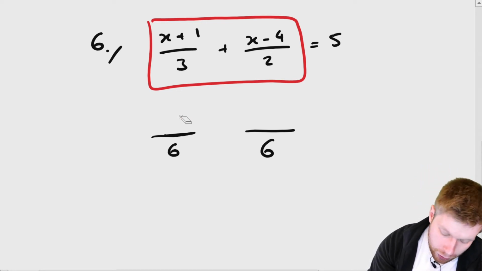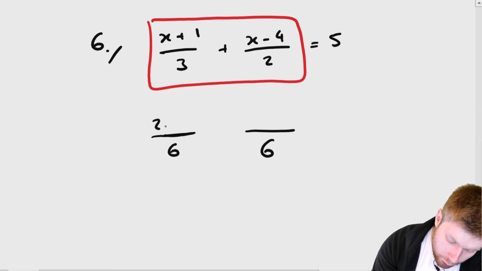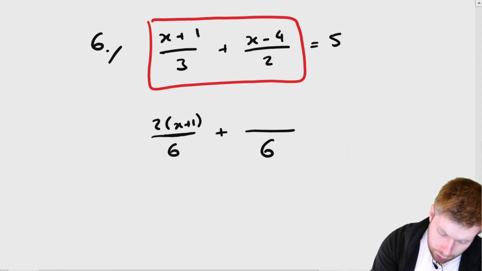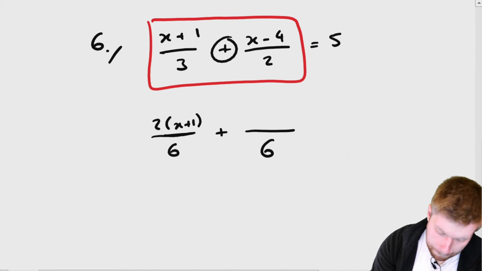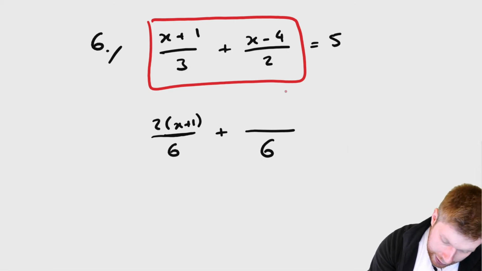Well, I've multiplied by 2, so I need to multiply the numerator by 2 as well. So 2 times by x plus 1. Same thing, just make sure the plus is in the middle still, because I've still got a plus there, all right? Same thing with the second fraction.